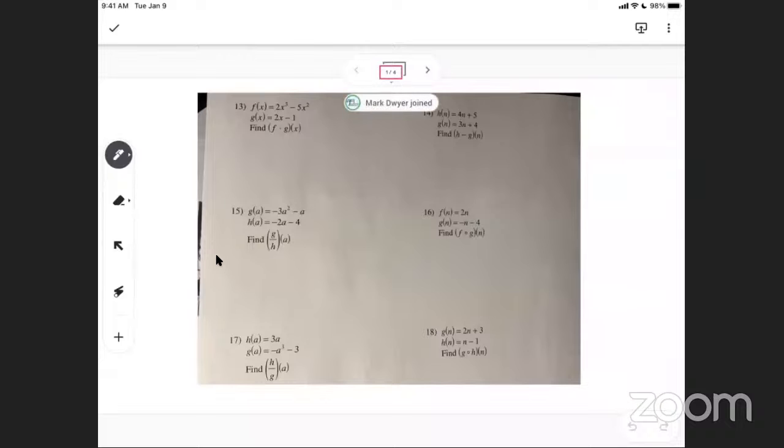Let me find the Jamboard that I'm working on right now. So we're gonna do f times g of x. We're going to take f of x, that's 2x cubed minus 5x squared, and multiply it by g of x, 2x minus 1. We're going to make sure every term in one touches every term in the other, add like terms and be done. So first this and this gives me 4x to the fourth, right? And then that 2x and 5x squared is going to give me negative 10x to the what?